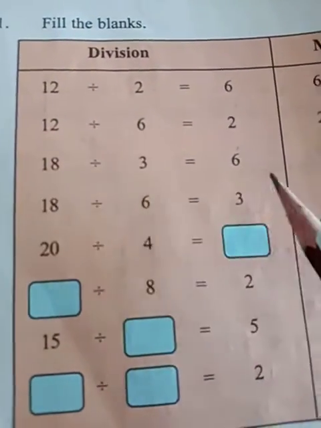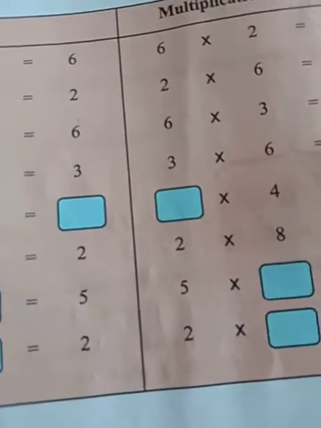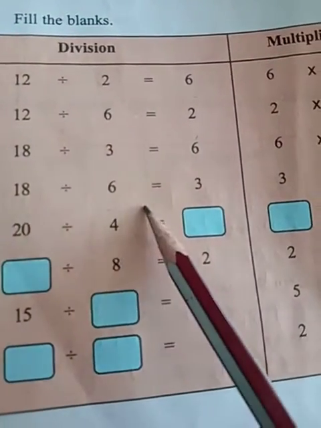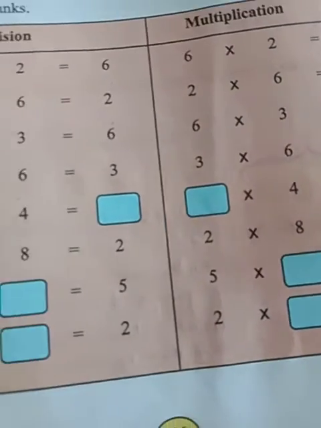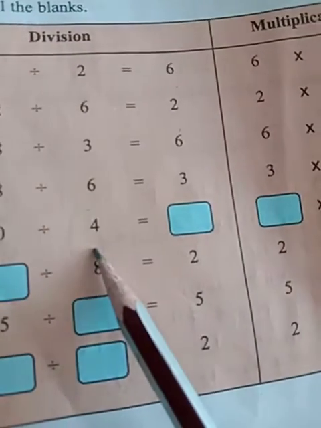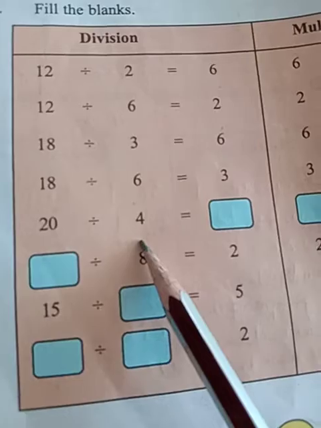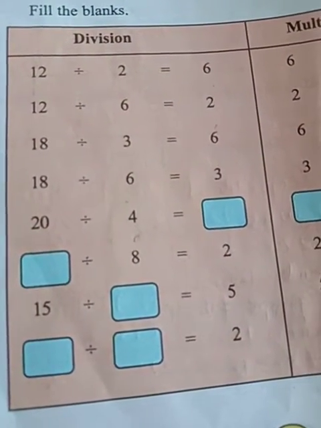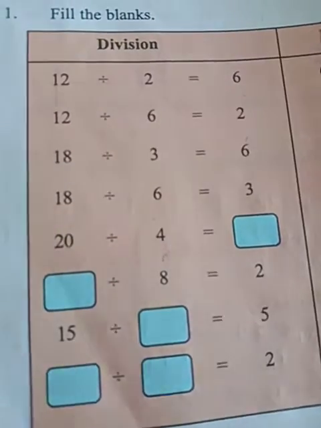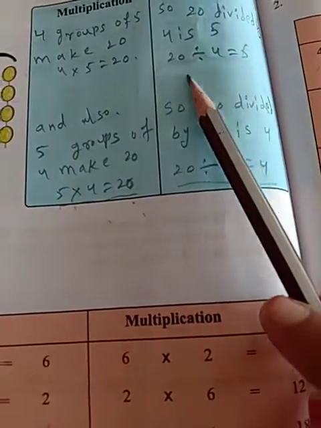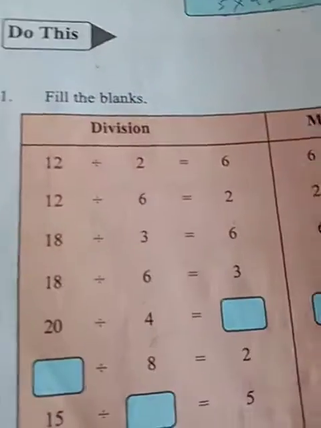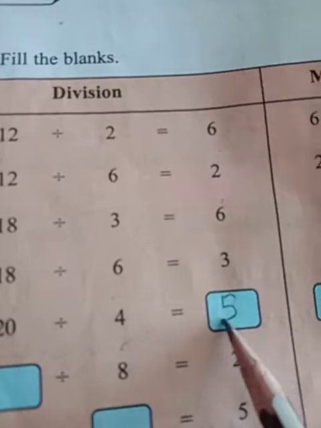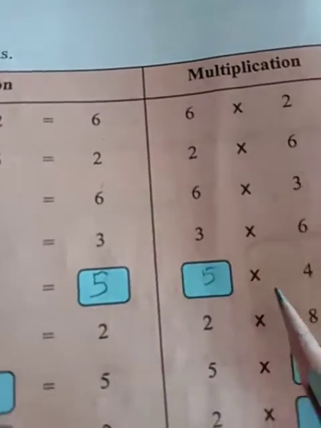Understand? Here, 18 divided by 3 equals 6. 6 threes are 18. 18 divided by 6 equals 3. 3 sixes are 18. Here, 20 divided by 4. See here, before only 20 divided by 4 came. So how much? 5 only. See here, 4 fives are 20. 20 divided by 4 equals 5. So here write 5.